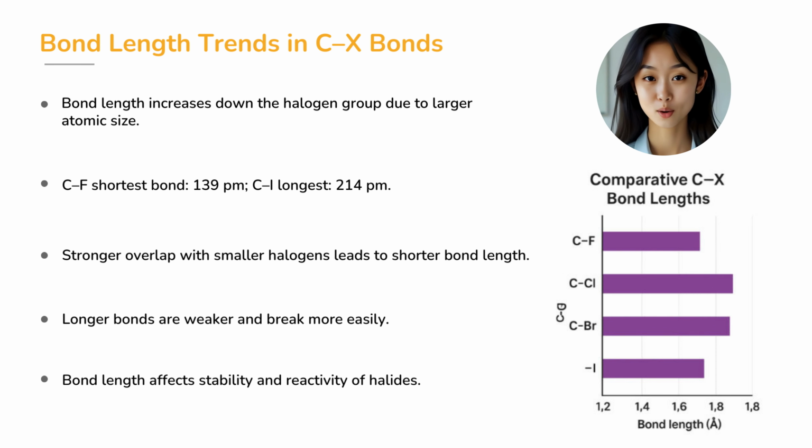Now let's talk about bond lengths. As we go down the halogen group, the atomic size increases. This causes the carbon-halogen bond to stretch. For example, the carbon-fluorine bond has a length of 139 picometers, the carbon-chlorine bond is 178 picometers, the carbon-bromine bond is 193 picometers, and the carbon-iodine bond extends to 214 picometers.